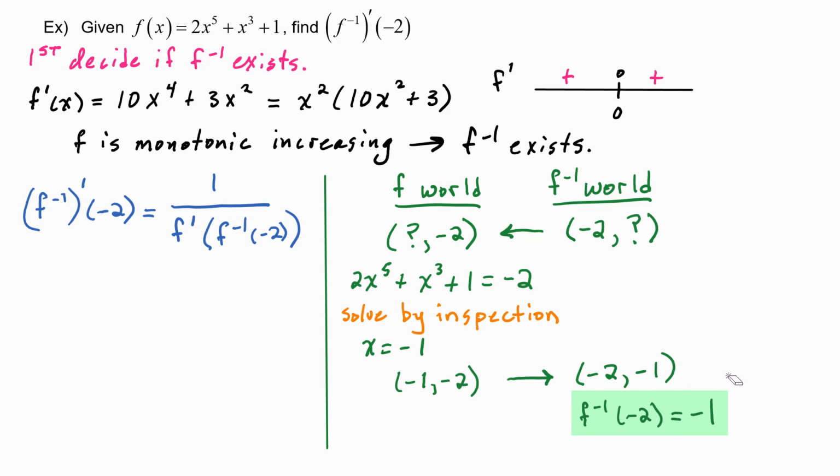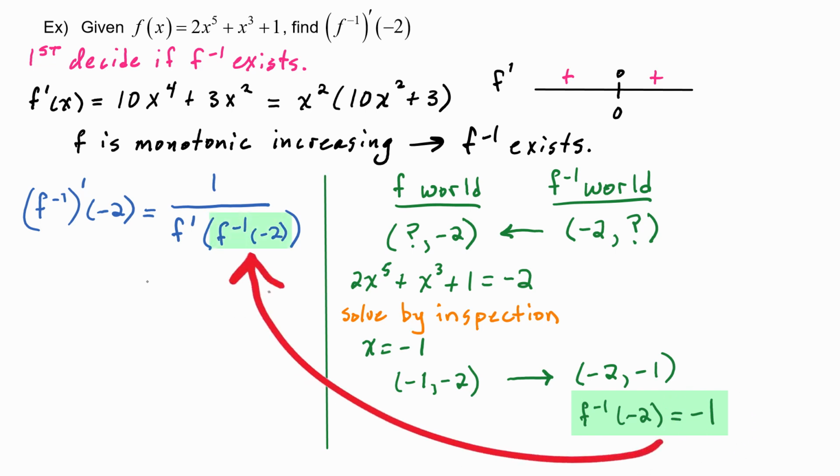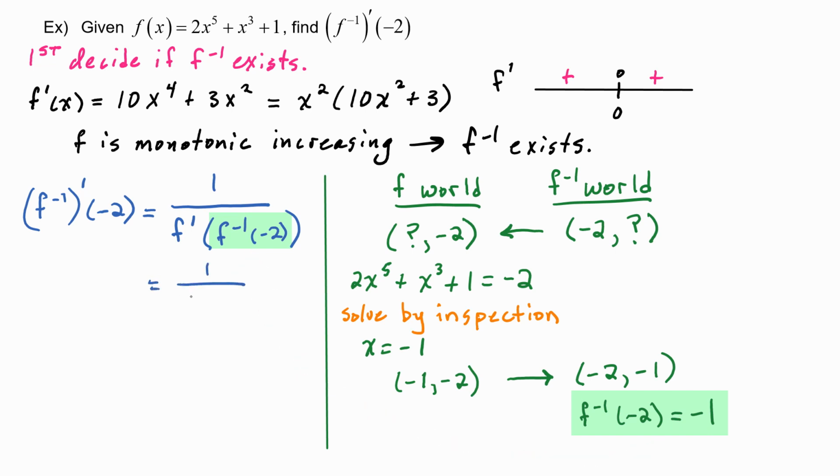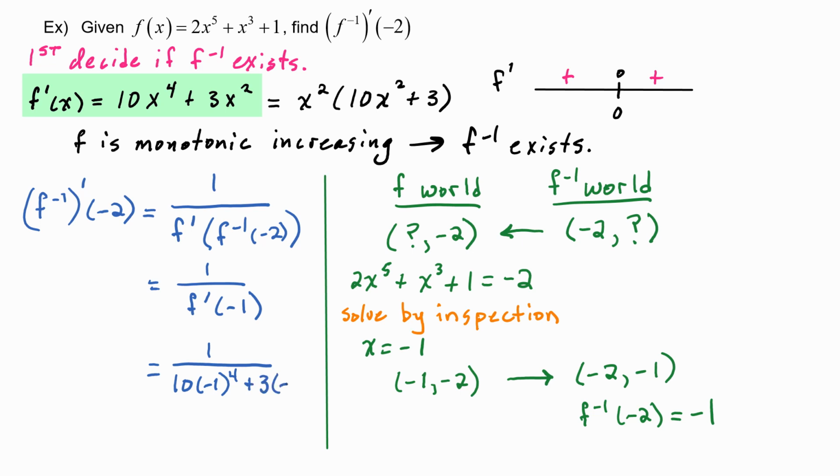So now we can take this value and plug it into our equation, and we get 1 over f prime of -1. Now f prime we do have, that's right here, so this is going to be 1 over 10 times -1 to the fourth plus 3 times -1 squared, which is equal to 1 over 13. So we just discovered that f inverse prime of -2 is equal to 1 over 13.